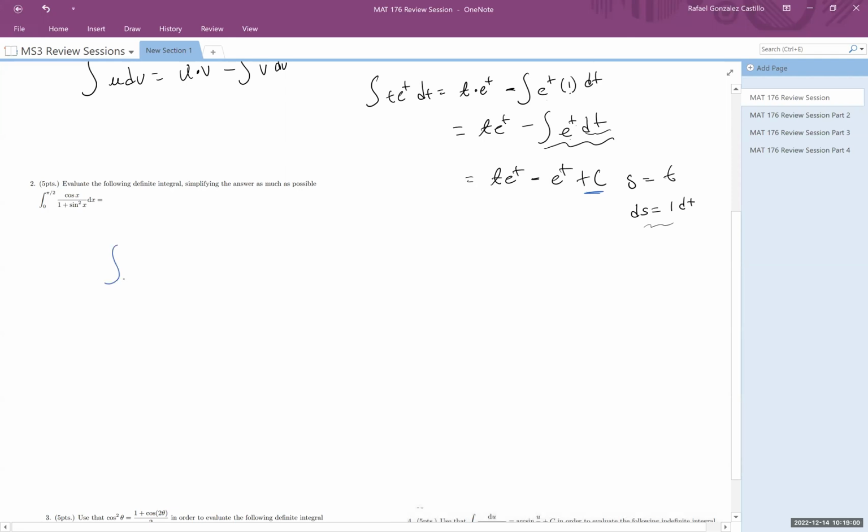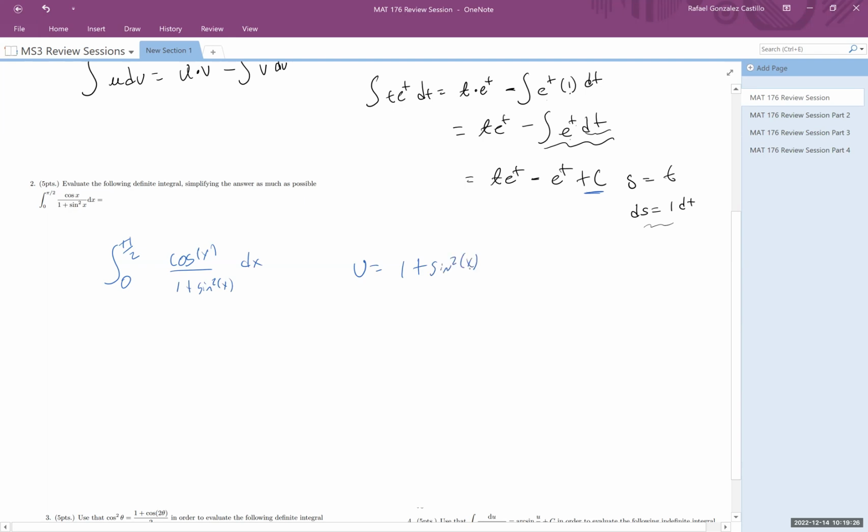So we have the integral from 0 to pi over 2 of cosine of x over 1 plus sine square of x dx. Typically, on most problems like this, you will let the entire denominator be u. But this is what happens when you allow the entire denominator to be u.